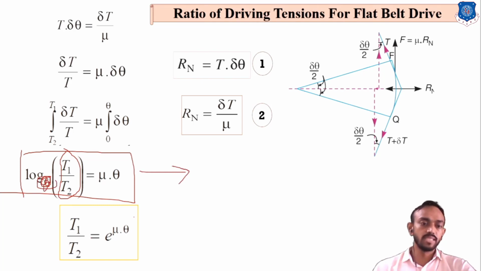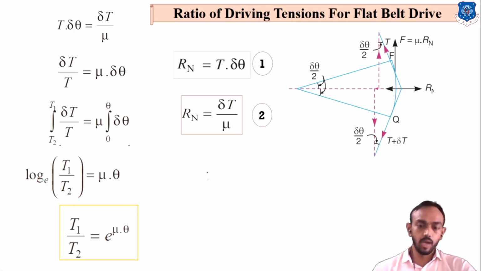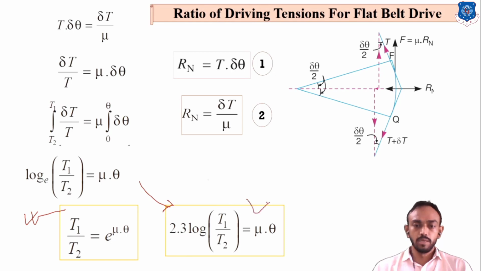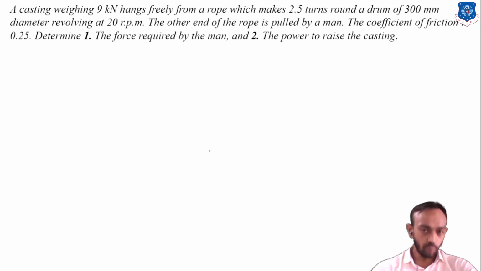Or you can write this equation in a different way, with base 10 log. So this equation can be written as 2.3 log base 10 of T1 upon T2 is equal to μθ. These both equations are very useful, and they will be used in all examples of belt. Let's take one example and solve it using this formula.